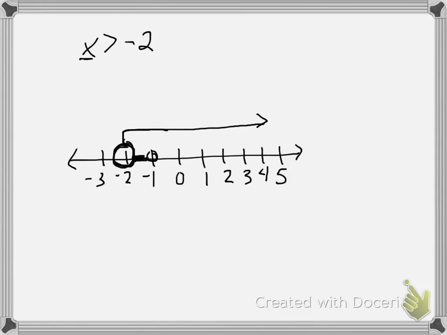So that would include -1.99999 repeating. That's right here, as close to -2 as I can get, but not on it. So we want to start at -2 and go all the way up.